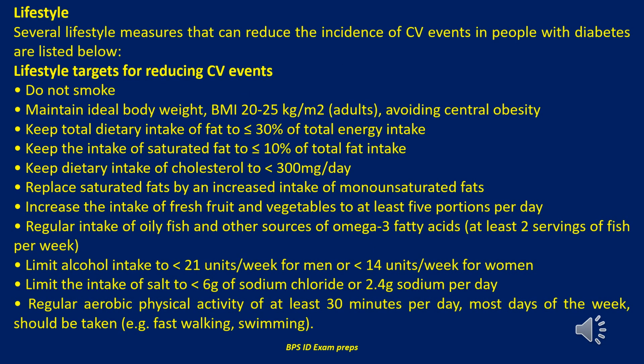Several lifestyle measures that can reduce the incidence of CV events in people with diabetes are listed below. The lifestyle targets for reducing CV events include 1. Do not smoke. 2. Maintain ideal body weight, BMI 20 to 25 kg per meter squared in adults, avoiding central obesity. 3. Keep total dietary intake of fat equal to or below 30% of total energy intake.